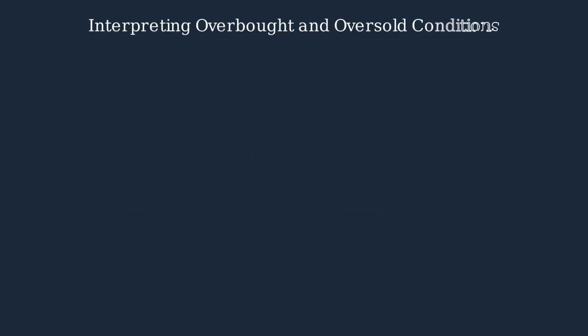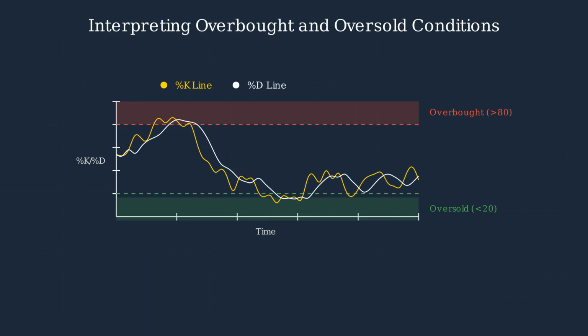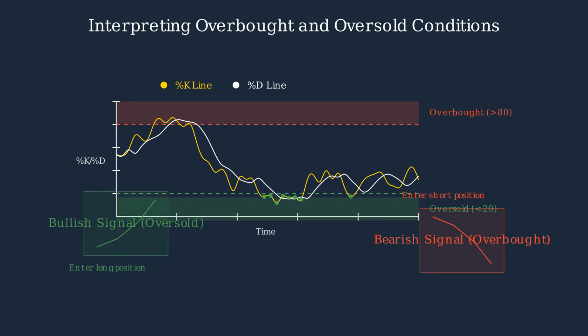Stochastic oscillators are powerful tools for identifying overbought and oversold market conditions. The stochastic oscillator uses a scale from 0 to 100, with key threshold levels at 80 and 20. The oscillator consists of two lines, the faster %K line shown in gold and the slower %D line shown in white. When the stochastic lines rise above 80, the security is considered overbought, suggesting a potential downward reversal. Conversely, when the lines fall below 20, the security is considered oversold, indicating a possible upward reversal.